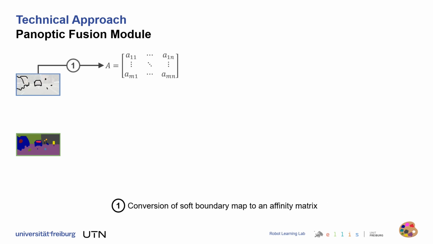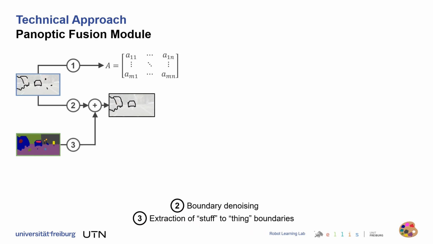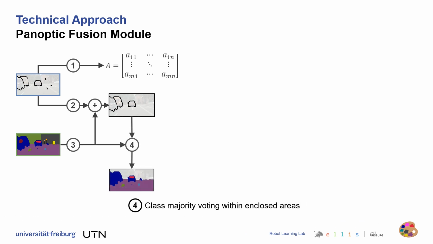In step 1, we convert the soft boundary map to an infinity matrix, which we will use in step 8. In steps 2 and 3, we remove noise from the predicted boundary map and add boundaries between thing and stuff classes based on the semantic prediction. In step 4, we perform a class majority vote within enclosed areas, removing the burgundy red patch on the left vehicles. In step 5, we extract image blobs using the connected components analysis algorithm on the semantic classes.